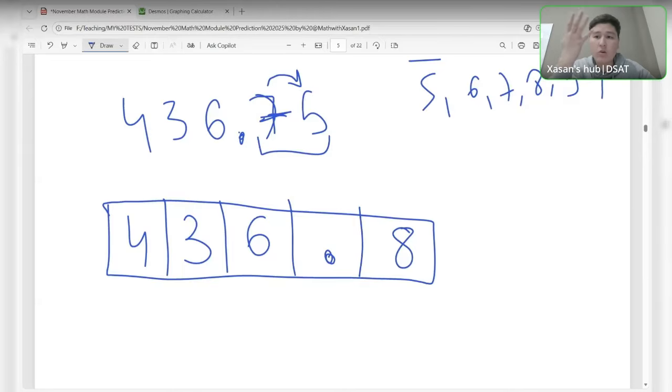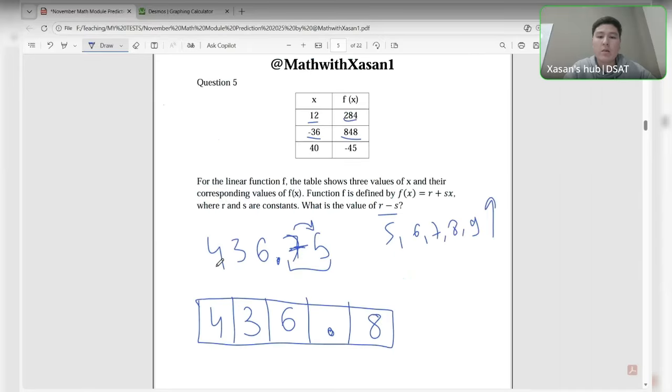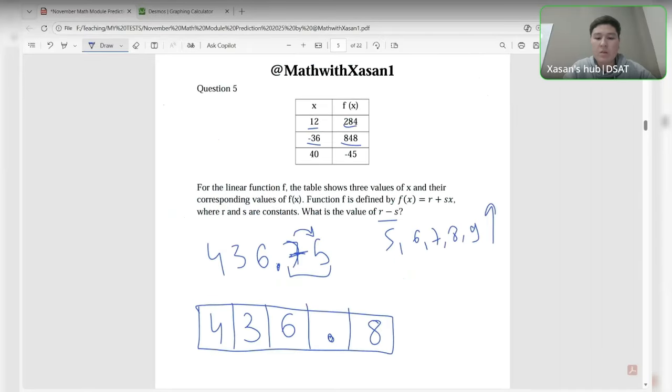If that was 4 or maybe less than 4, then it would be rounded like 426.7. But now, since that is 5, we are rounding up. The final answer is 426.8. That's all. So guys, is this now clear, when to round the answers? Guys, clear? You can just write yes or no.